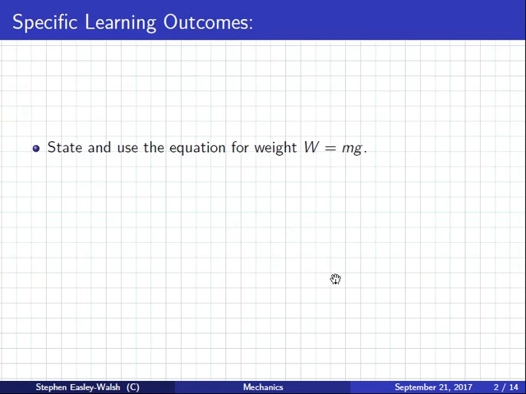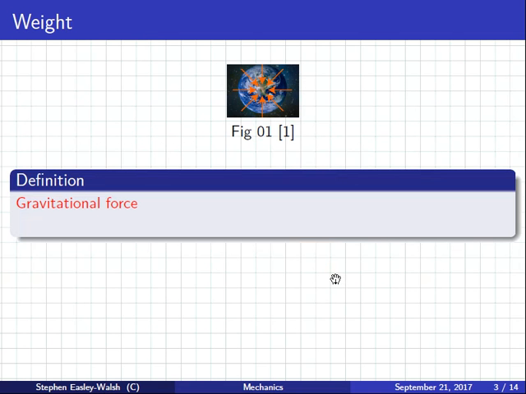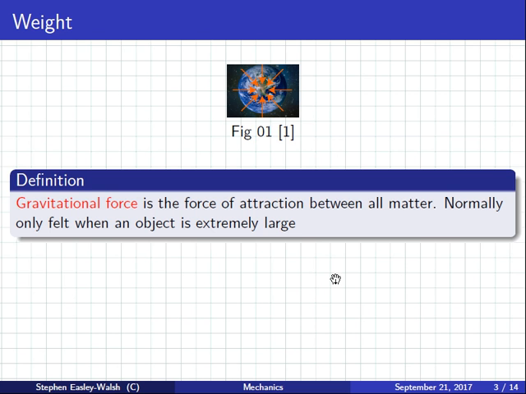Okay, so we all know the word, or I hope we know the word, gravity. So gravity is a noun, the adjective is gravitational. So gravitational force is the force of attraction, like pull, between all matter. And you only usually feel this when the object is extremely large, for example, Earth, Moon, Sun. So you can feel the Earth pulling you, you can feel the Moon, the Sun, all of this. But technically, everything has some small pull to it. You only feel it when it's really large.